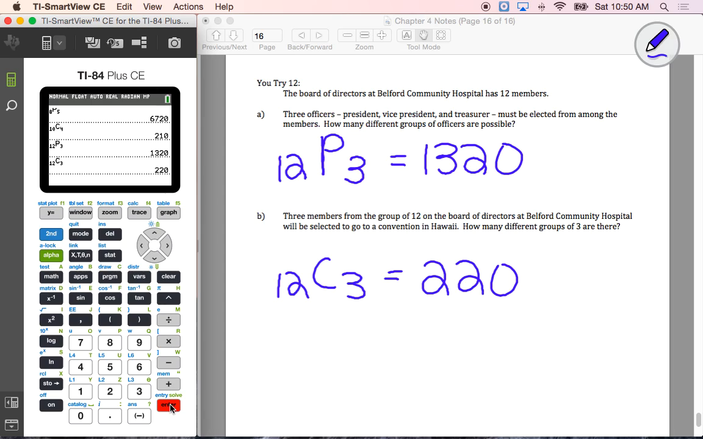Again, make sure you know when to use the P, when to use the C. P is when order matters. C is when order doesn't matter.